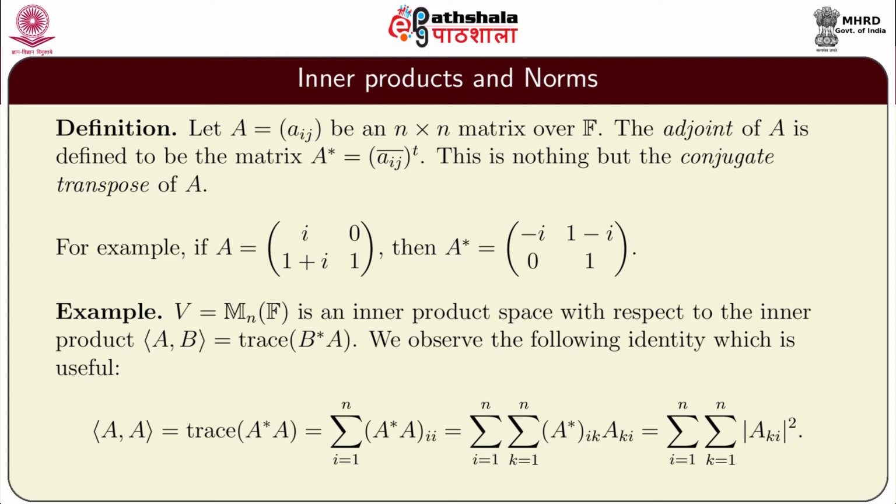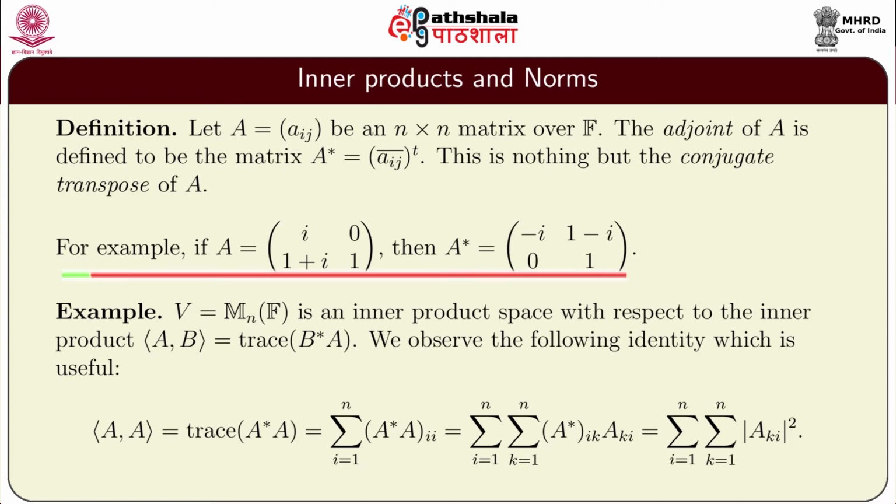This is nothing but the conjugate transpose of A. That means we take each and every entry of A, take their complex conjugate, form the matrix and finally take the transpose of that matrix. That is how we define the adjoint of A denoted by A star.